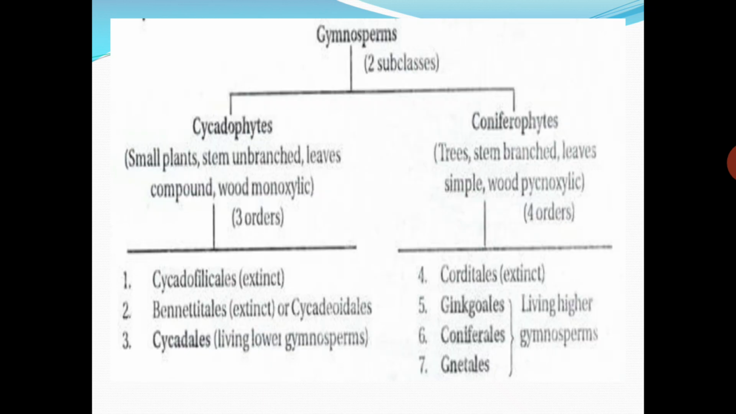So here you can see gymnosperms are divided into two divisions: Cycadophyta and Coniferophyta. In Cycadophyta, you have three orders: Cycadofilicales, Bennettitales, and Cycadales. While in Coniferophyta, you find Cordaitales, Ginkgoales, Coniferales and Gnetales.